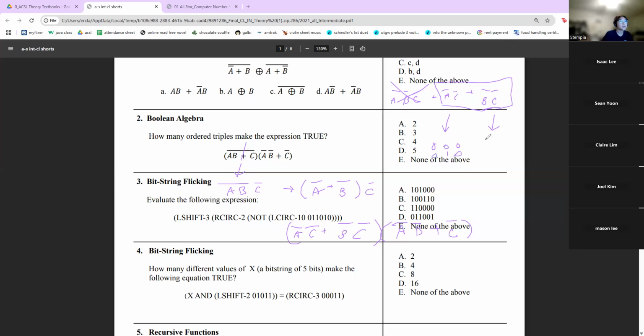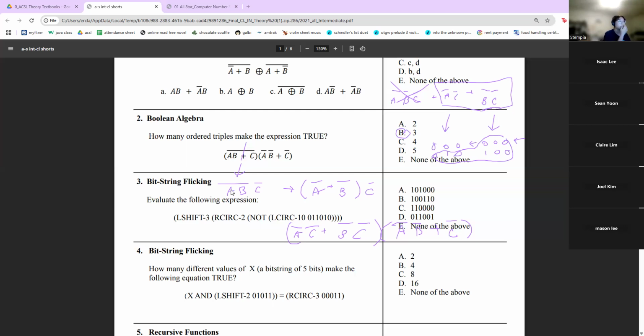And then the ones on the right-hand side are going to be true as long as both B and C are 0, right? So that gives us 0, 0, 0, and 1, 0, 0. 0, 0, 0 is a repeat in both cases, so that's just going to count as one ordered triplet, leaving us with a total of three ordered triplets that make this expression true. The answer to this is going to be also B.